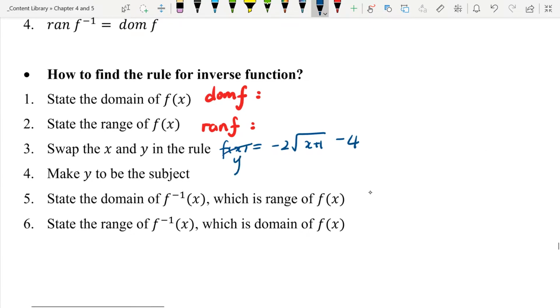So the third step is to swap the x and y. So f(x) is actually y. Remember, f(x) is y. Just treat f(x) as y. So I swap x and y values. Okay, that's the third step. So think about what actually has been done for inverse: the x and y values have been swapped. So you just do that.